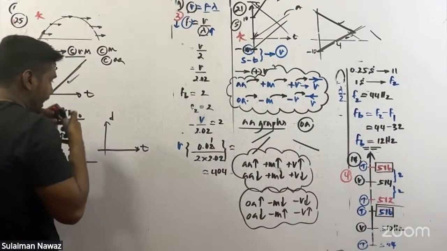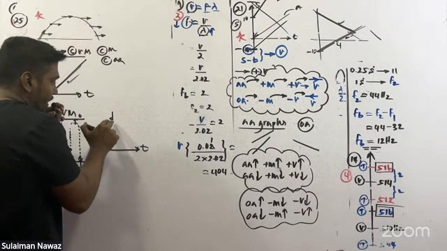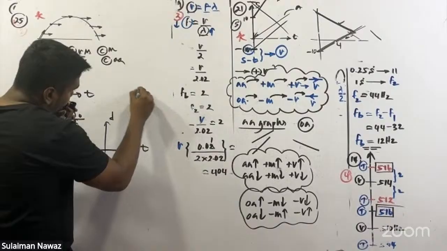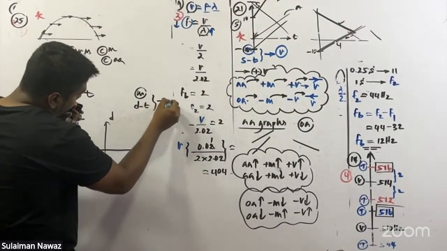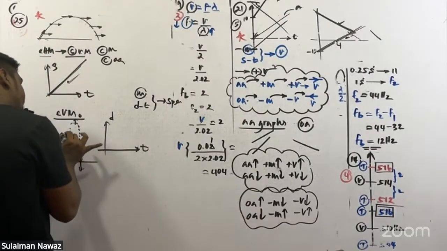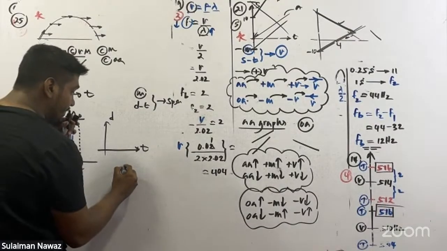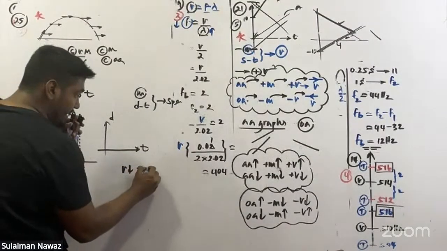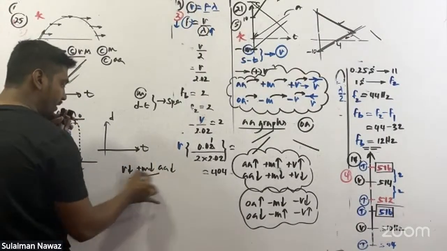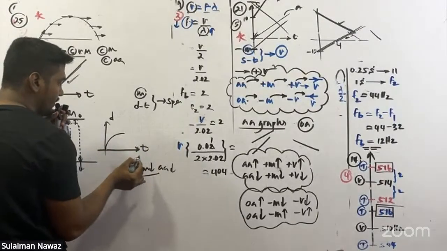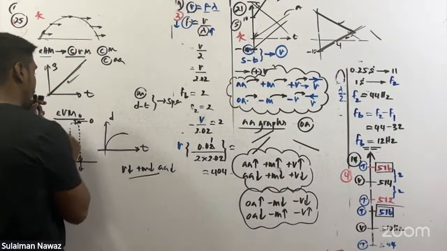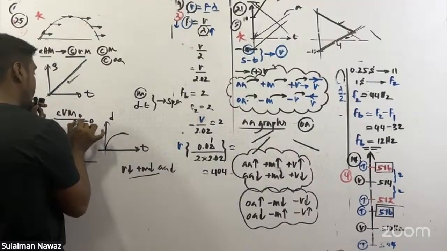Speed decreasing means, on a distance-time graph, the gradient is what? On a distance-time graph, gradient is speed. I just told you this. So in the upward direction, speed is decreasing. Speed decreasing means the gradient is decreasing. That means the acute angle is decreasing. At the maximum height, speed is 0.